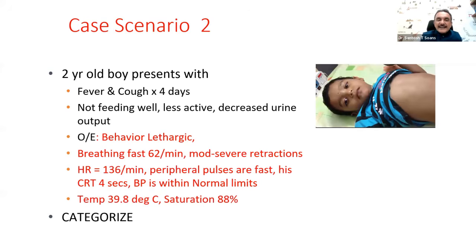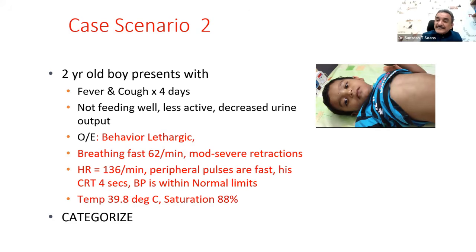See, this is again a second child, a 2-year-old presenting with fever and cough for 4 days, not feeding well, less active, decreased urine output. He is lethargic. Look at his face. He's not interested. He's just looking nowhere. Breathing is fast, 62. For a 2-year-old the rate is very high. More than 40 is abnormal. With moderate to severe retraction. Heart rate is tachycardic. Peripheral pulses are fast. CFT is prolonged. BP within normal limit.